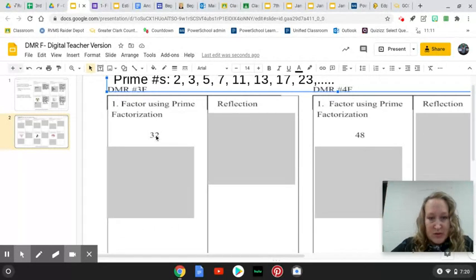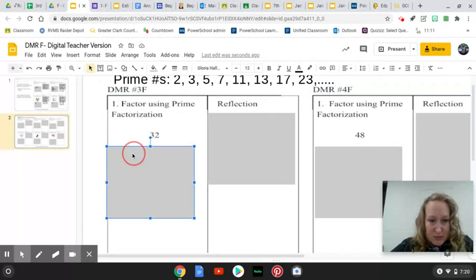So 2 times 16 gives me 32. If you don't see that, and you see maybe 4 times 8, and that's how you could know that you could factor it, you can choose that number, but I'm going to choose 2. So I'm going to type 2 times 16 gives me 32. I'm going to underline what is my prime number. That one cannot be factored, but 16 is not prime, so I have to keep going.